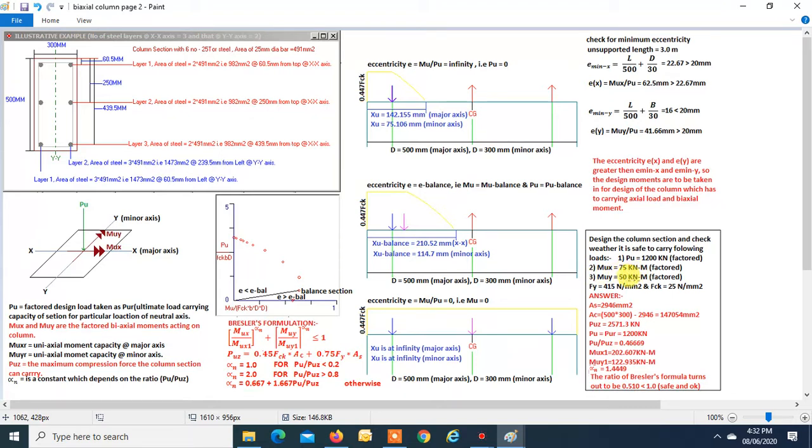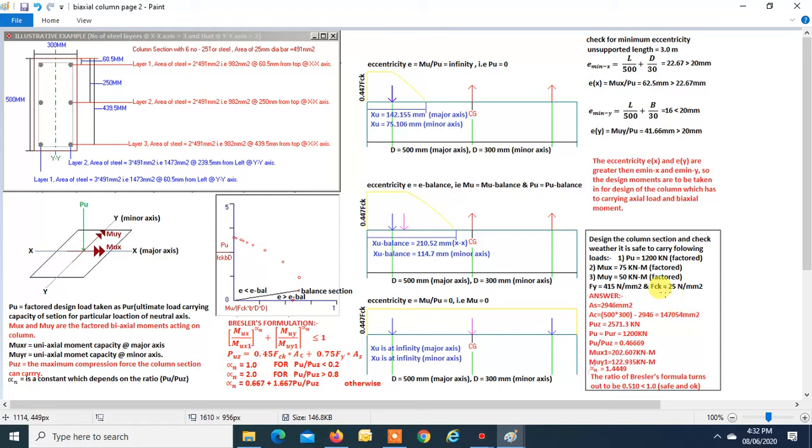Now, first we will find the Asc, that is the area of the longitudinal steel, that is 6 numbers of 25 mm diameter, which turns out to be 2946 mm square. Ac is the area of concrete, that is equal to Ag minus Asc. This is the gross area, 500 into 300, minus the area of steel, that turns out to be 147054 mm square.